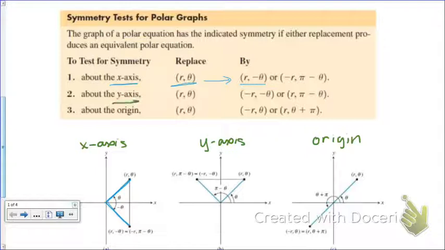We have a similar test for the y-axis. We're going to take r and theta and replace it with negative r and negative theta. Again, you want to simplify and see if the outcome is the same as the original function. And then the third one, the test for our origin, we're going to take r and theta and replace it with negative r and theta. So we're only really changing the r there. Again, seeing if it's the same or not. If it's not, then it's not symmetric.